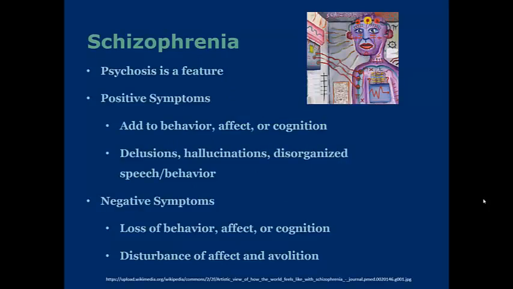The first disorder we'll look into is schizophrenia. This has psychosis as a feature and has positive or negative symptoms. Positive symptoms add to behavior, affect, or cognition. These can be delusions, hallucinations, disorganized speech and behavior, etc. Negative symptoms entail a loss of behavior, affect, or cognition. This could be disturbance of affect and avolition. So a loss of behavior can include seclusion, pulling yourself away, etc. In the upper right, there's a picture that was drawn by a schizophrenic.